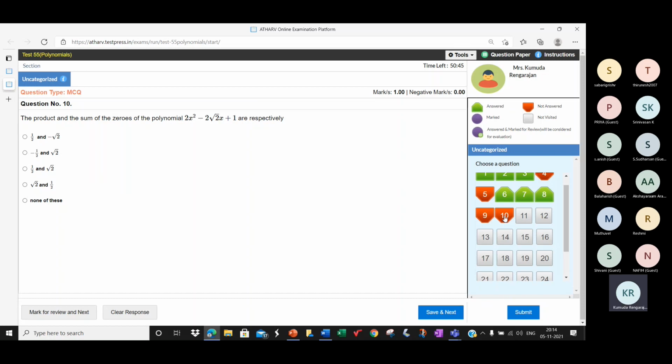Yeah, answer this one, the product and the sum. What is the product given by? Product is equal to? Am I audible, children? Yes, ma'am. All right. The sum is given by minus C by A, ma'am, and the product C by A. C by A. Okay, so we know this.